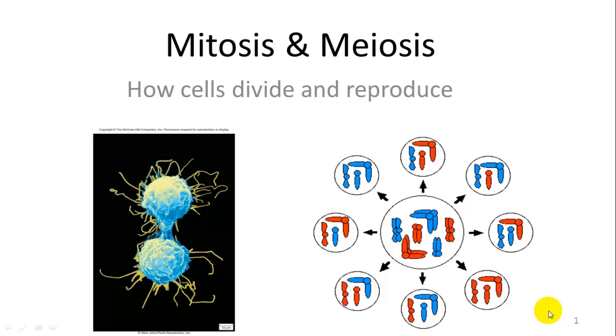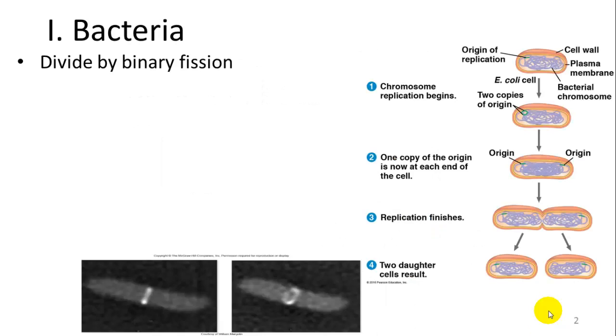Okay, so now we're going to continue with a discussion on the cell and how cells divide and reproduce. This includes the process of mitosis, where you're just splitting one cell, making a copy of that cell, and then having two copies of that cell, or meiosis, which is the production of gametes or sex cells. But first we're going to talk about a more fundamental way of splitting, and that's the way bacteria divide.